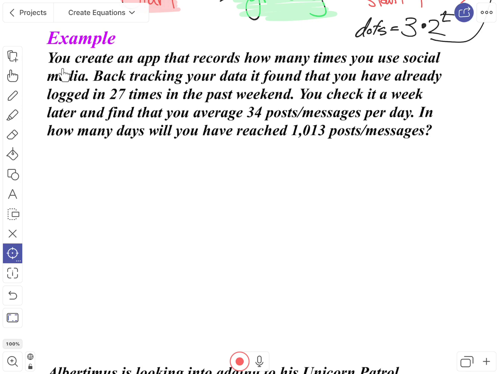So, first example, you create an app that records how many times you use social media. Backtracking your data, it found that you have already logged in 27 times in the past weekend. You check it a week later and find that you average 34 posts, messages, whichever one you're using, per day. In how many days will you have reached 1,013 post messages?